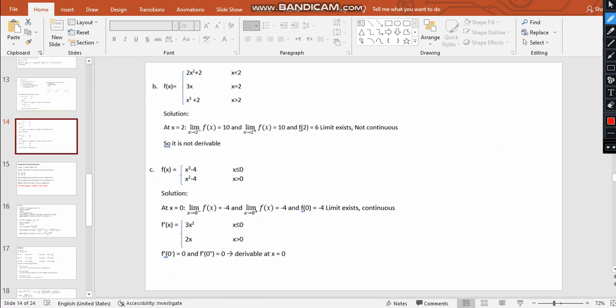However, this one here, it's continuous. Why? Not continuous. So here if you do 2 minus, it's 8.